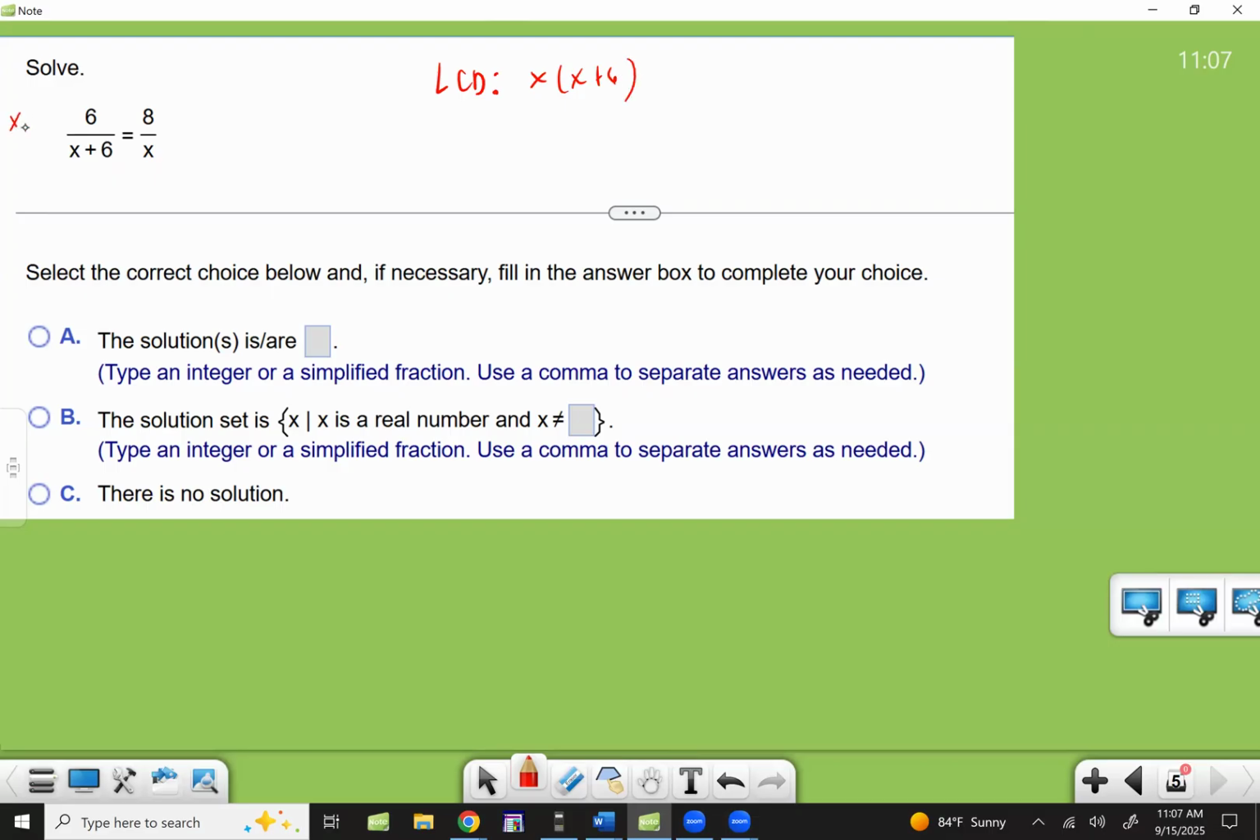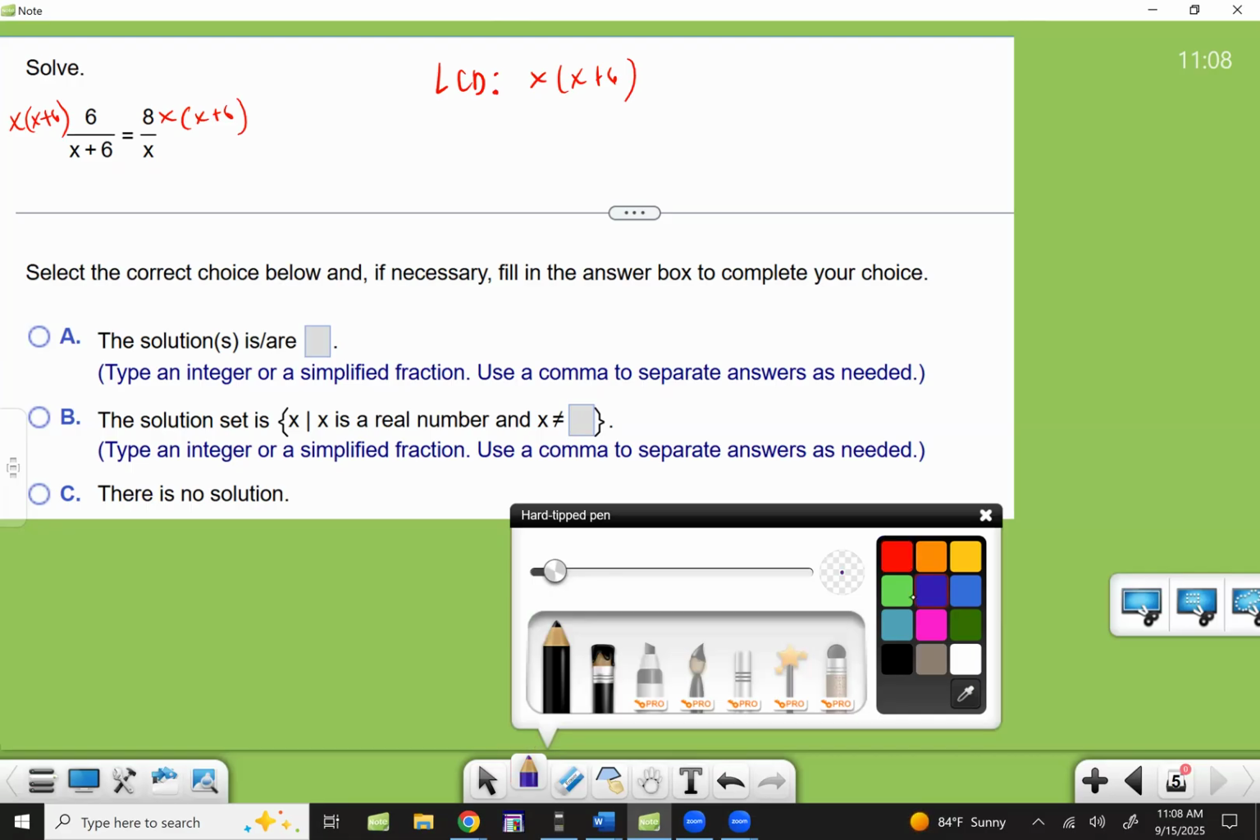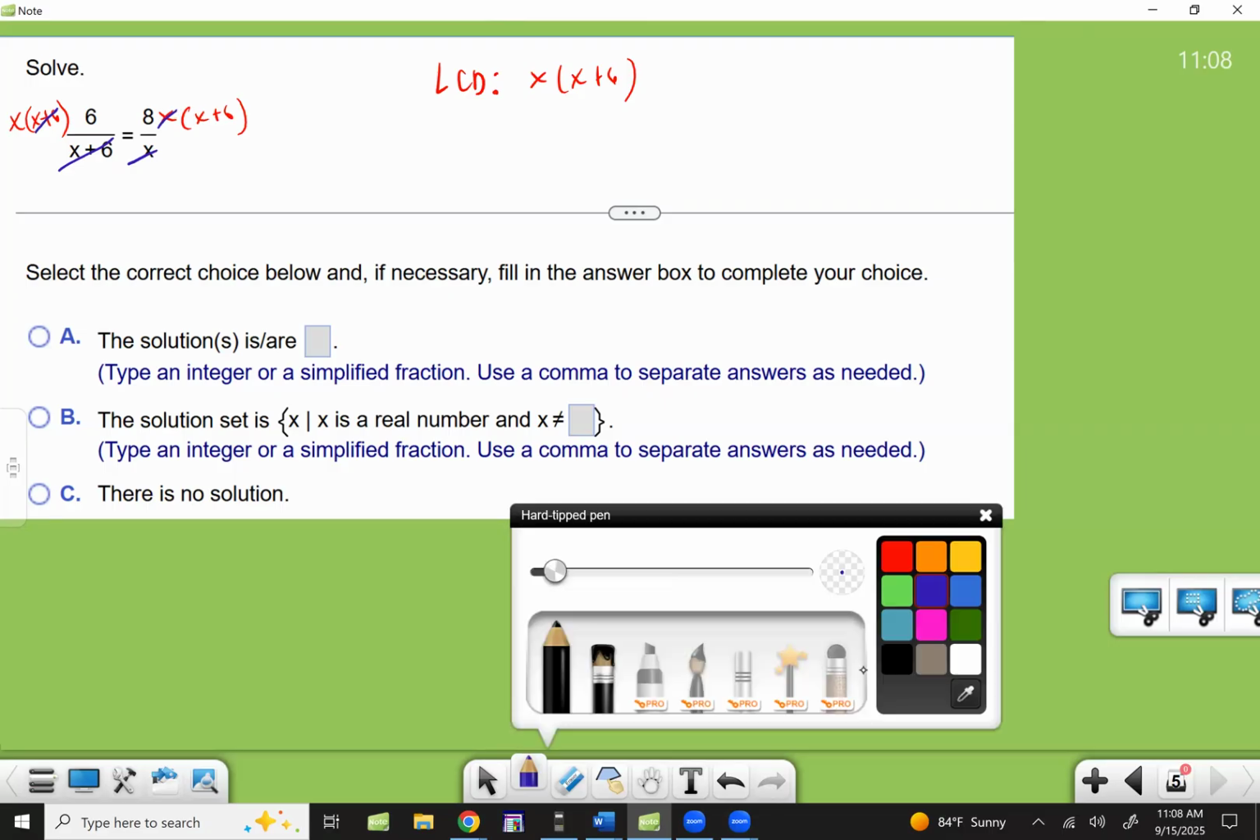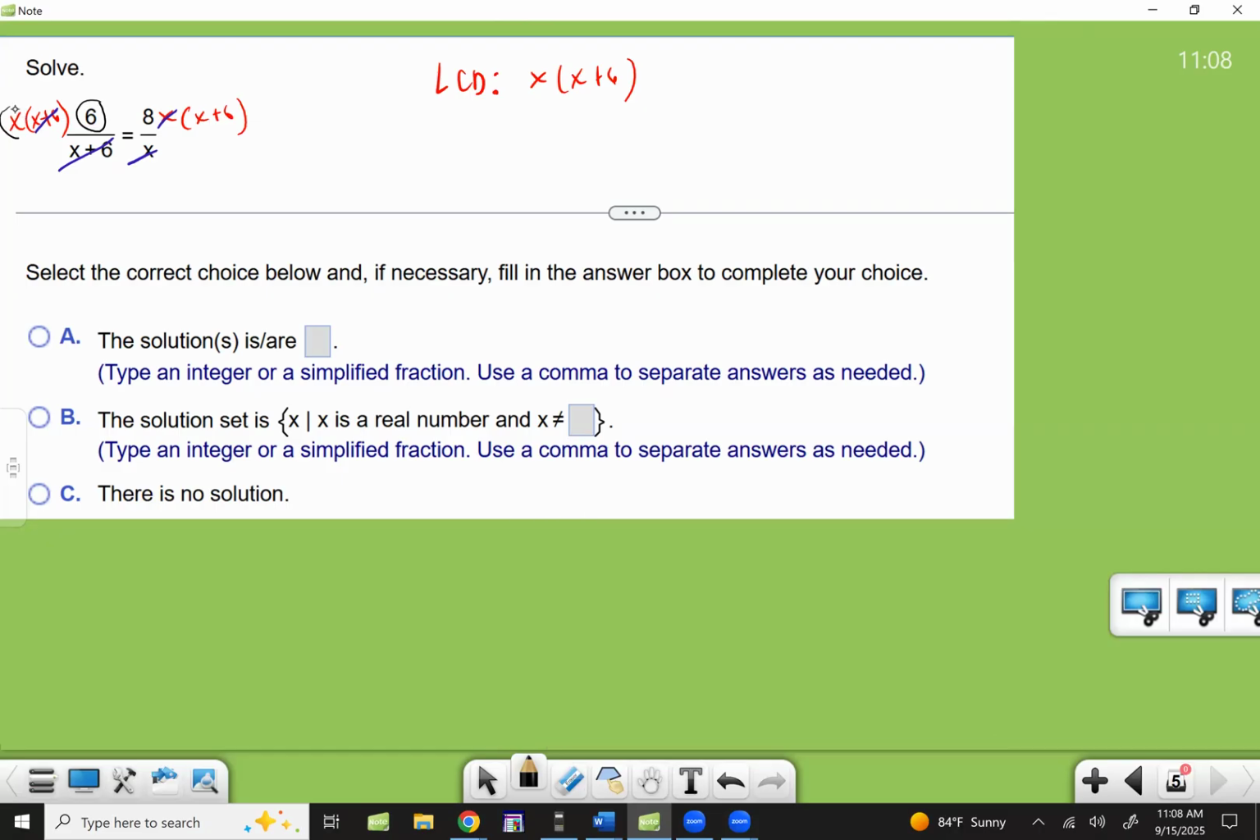So we're going to multiply by an x and an x plus 6 to all of the numerators. That way we can cancel those denominators out. That's the whole point. See you later, x plus 6, and see you later, x. So now what we have left, if you look at the left side, we have a 6 and an x. And we're multiplying, so it's got to be a 6x. And if you look at the right-hand side, we have 8 and x plus 6. And they're multiplied.